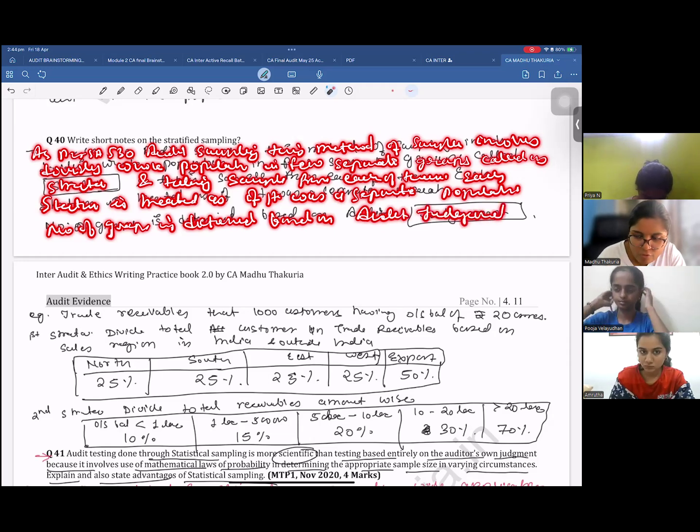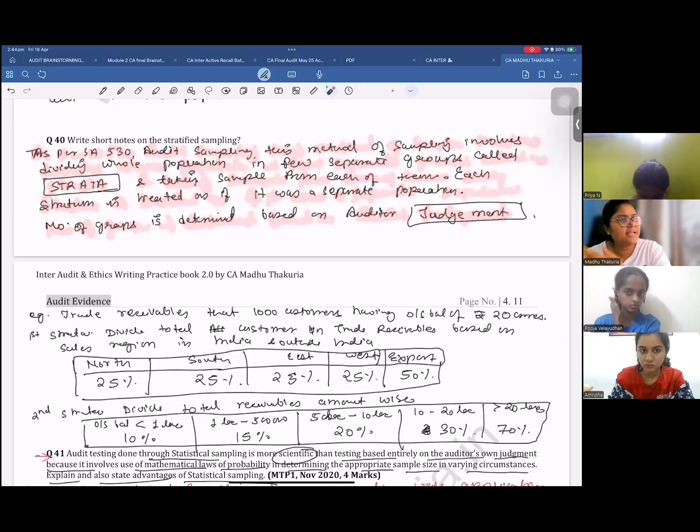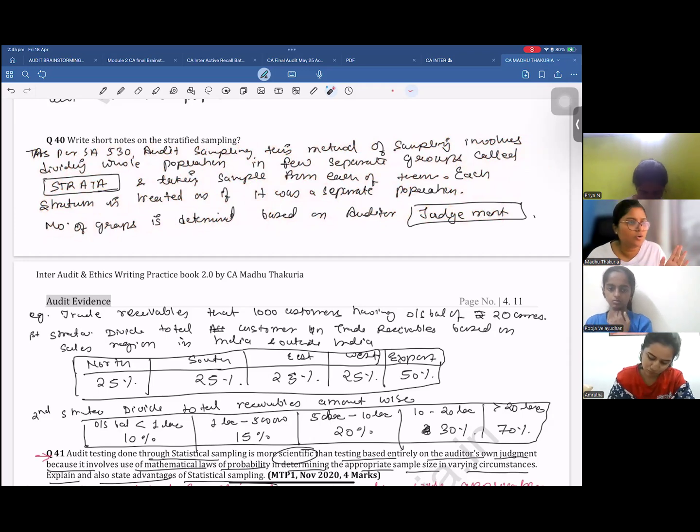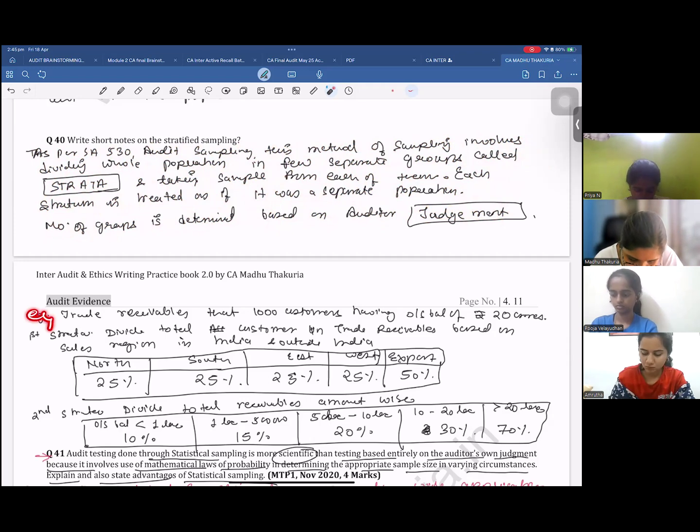For example, if I want to divide into north, east, south, west, and export, that is my judgment, or however you want to determine. If you want to have just two groups, export sales and domestic sales, you can do it that way as well, right? And then I have given an example.